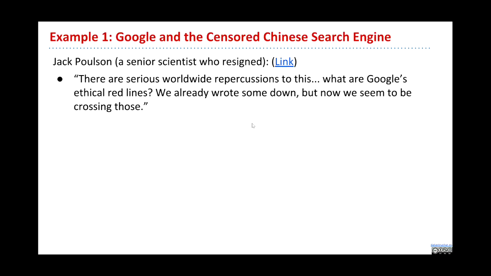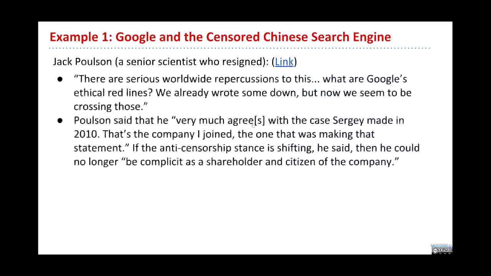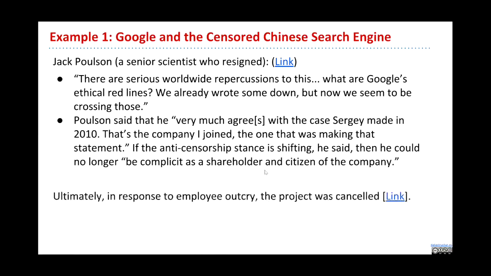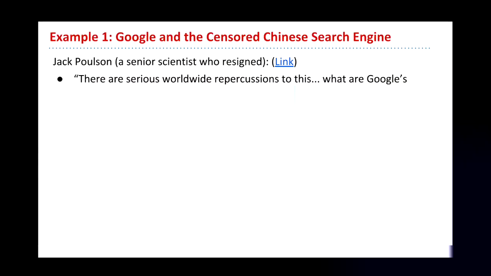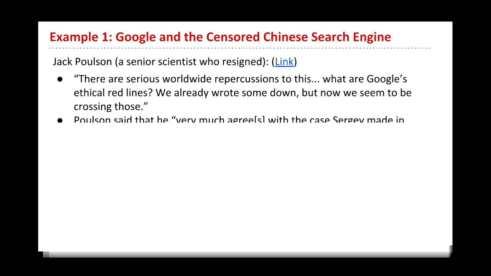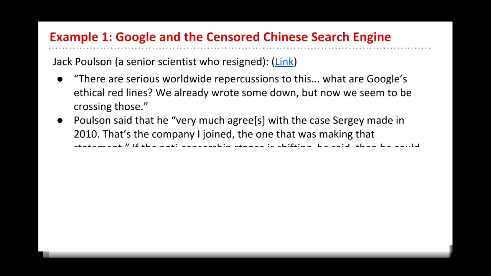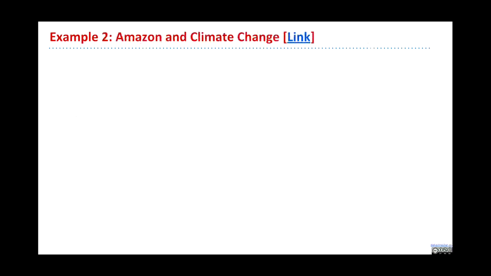He said we wrote some down, like Google had a code of conduct, but they didn't seem to be following them. He said he agreed with the case made in 2010 about why not to build the censored search engine. And he said if the anti-censorship stance is shifting, he could no longer be complicit as a shareholder and citizen. Now, ultimately, in response to all this, the project was totally canceled. This is a new thing. This is not how technology companies operated even 5 years ago. But this idea of worker activism is happening, and it's something I encourage you to do.